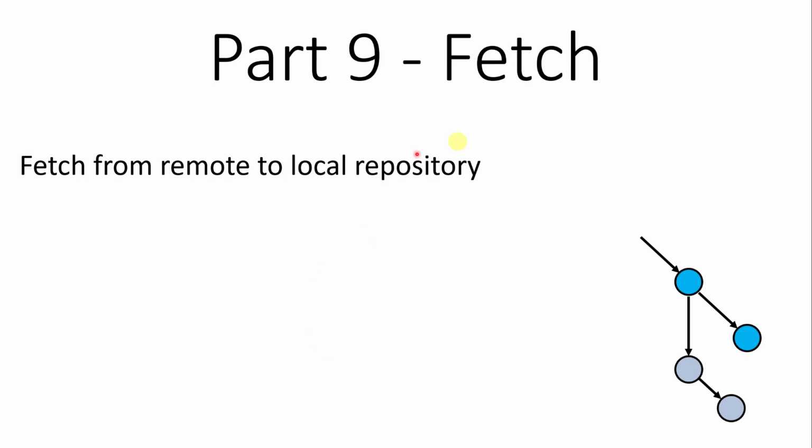We're going to take a look at the fetch command, which downloads the changes from the remote repository into your local repository, sometimes called a safe pull. So let's take a look at what's going on here.